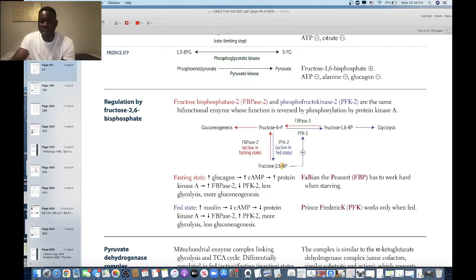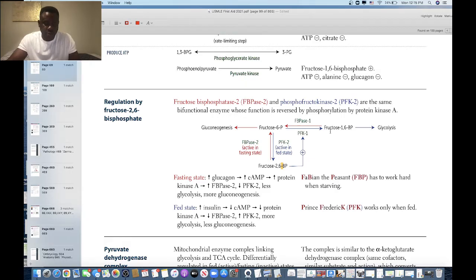Now, this thing that has been produced by PFK2, phosphofructokinase 2, can stimulate phosphofructokinase 1, which is in the glycolysis pathway. In the glycolysis pathway, if you open to page 74, you realize that we have glucose being converted into glucose 6-phosphate. Then the next is what? Glucose 6-phosphate being converted into fructose 6-phosphate.